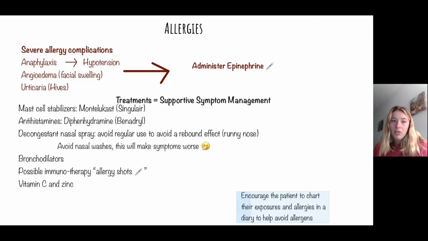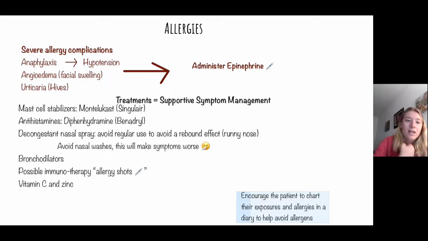So you can give them montelukast, diphenhydramine, nasal congestion sprays. With this, make sure to educate your patient that you don't want to use these very often. If we start using them regularly, when the patient stops, they can have a rebound effect. So now all of a sudden they've been taking their nasal spray for weeks and they stop using it, and now they just keep having a runny nose, etc. Also teach them avoid nasal washes. These really don't help in these situations.